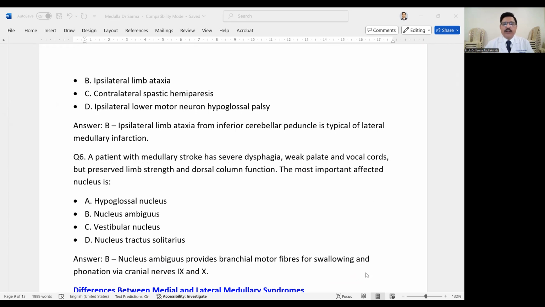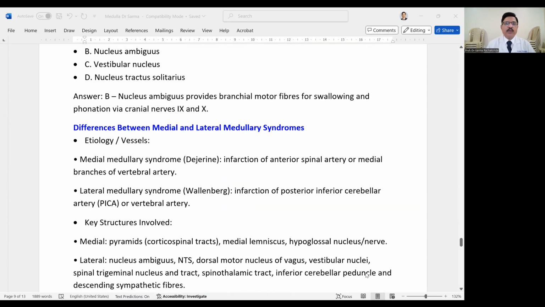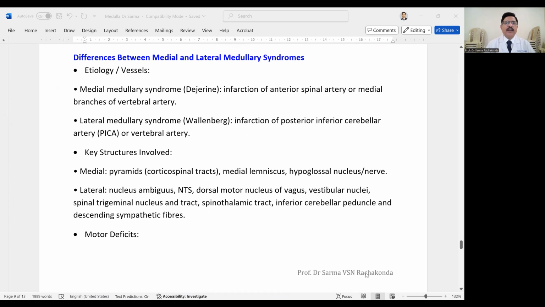Tractus solitarius is more about the vagus. Here, this looks like nucleus ambiguus because there is pharyngeal involvement, dysphagia, palate, and vocal cord involvement. This is the motor nerve of the larynx and pharynx. That's when it is nucleus ambiguus. Now the questions are over. Now I am giving you one more round of understanding.